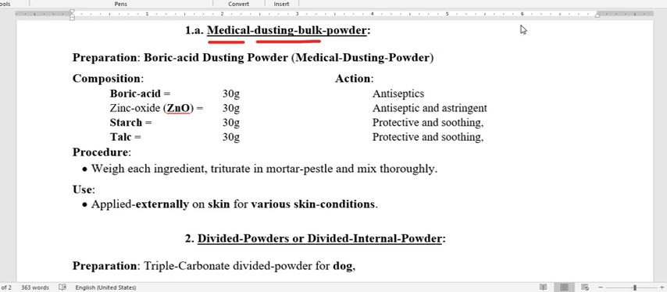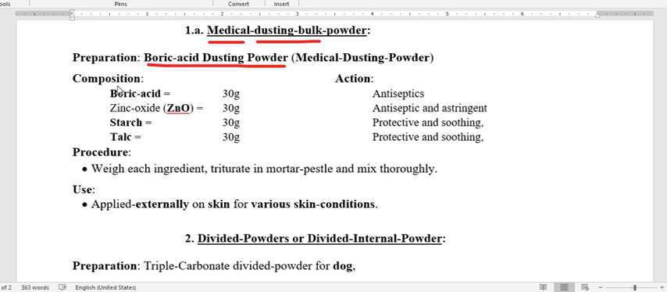And the best example of this is boric acid dusting powder. Why is the name dusting powder? Because it is dusty, a very fine particle. That is why. And this is bulk. So, boric acid dusting powder.